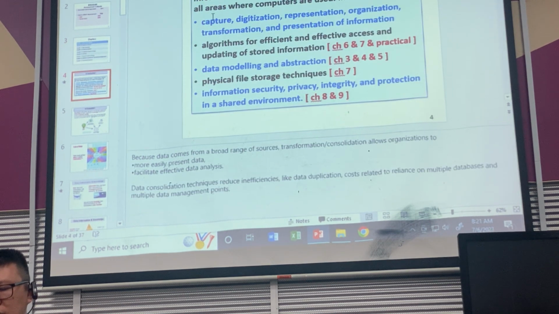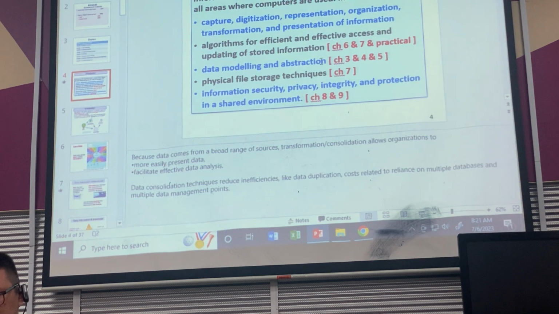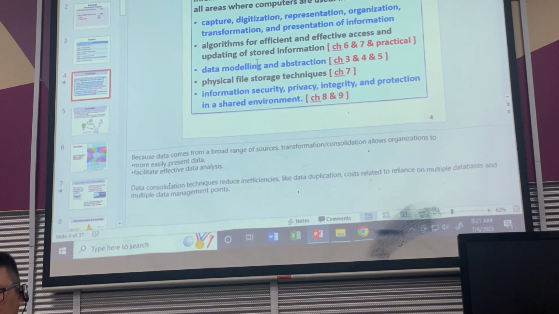Okay, so this covers how many chapters. This is information management, which plays a critical role in most areas where computing is used. You can see that chapters 3, 4, 5 cover data modeling and expression. Then algorithms for effective access, chapters 6 and 7, are your practical. And after that, physical file storage techniques, like for example, B+ tree.